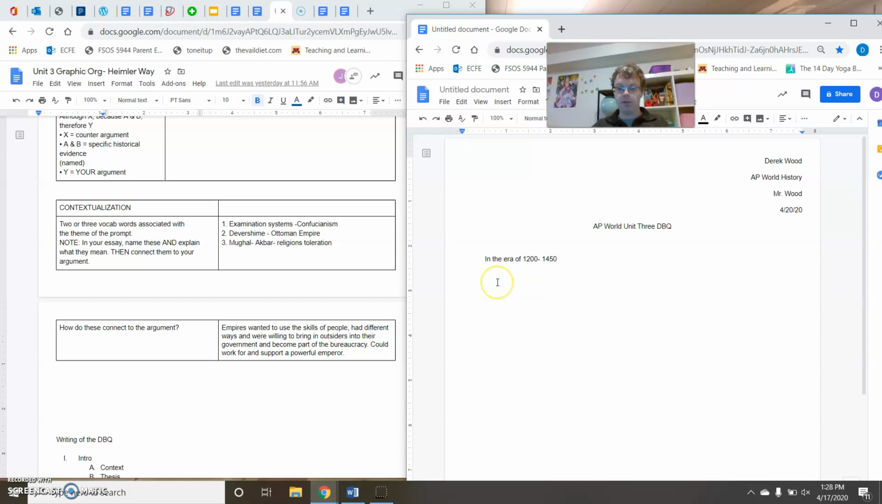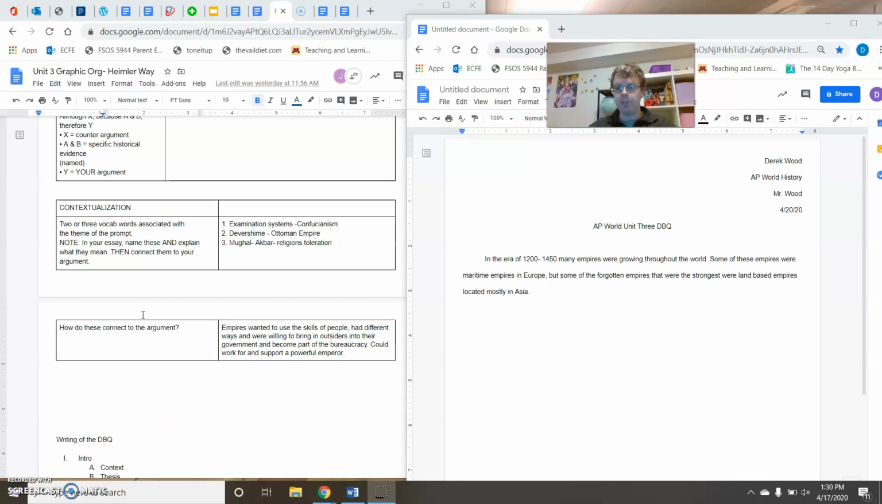So I probably want to focus on that a little more. So I might say in the era of 1200 to 1450, many empires were growing throughout the world. I might do something like this, acknowledge the bigger context. Some of these empires were maritime empires. I don't really need to capitalize that, and I can spell it right too.